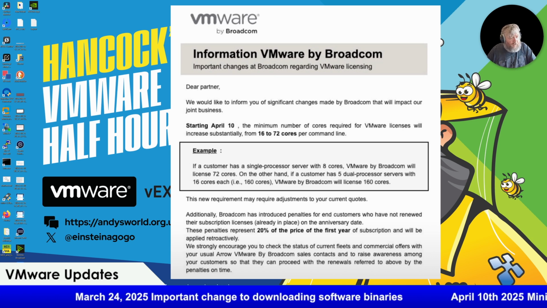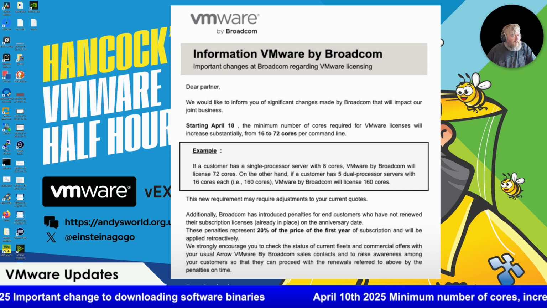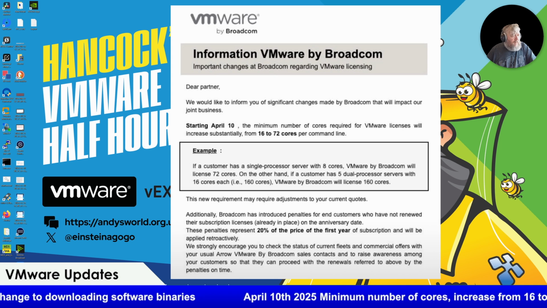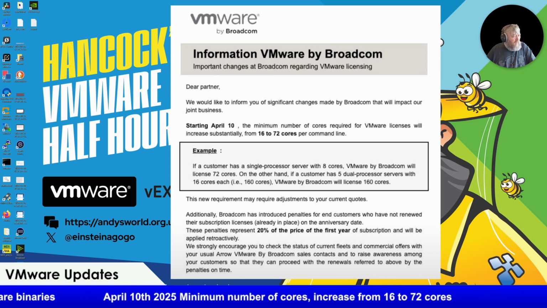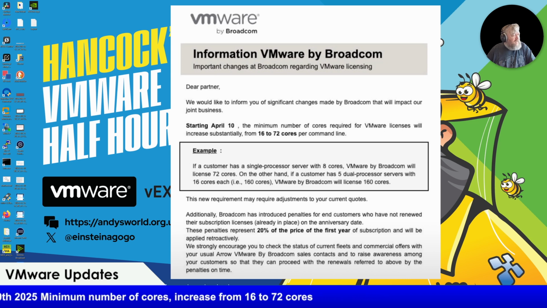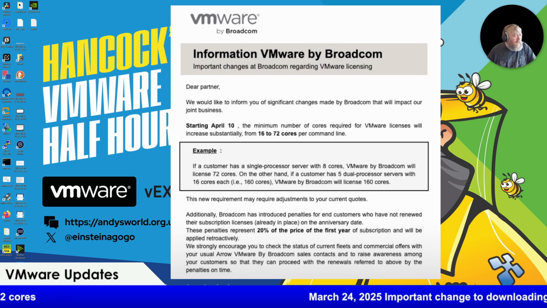But anyway, as you can see at the bottom there, another date for your diary: April 10th, 2025. The minimum number of cores that you can purchase is going to increase from 16 to 72. So again, this is going to have a big impact on those smaller organizations out there. So just let me read.